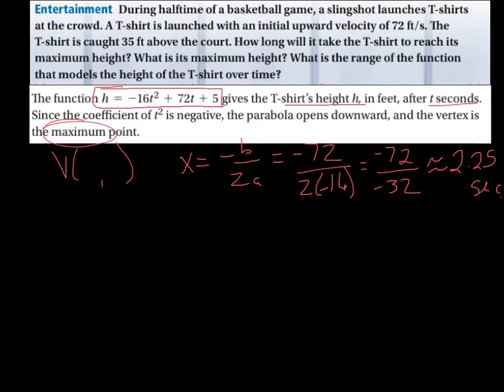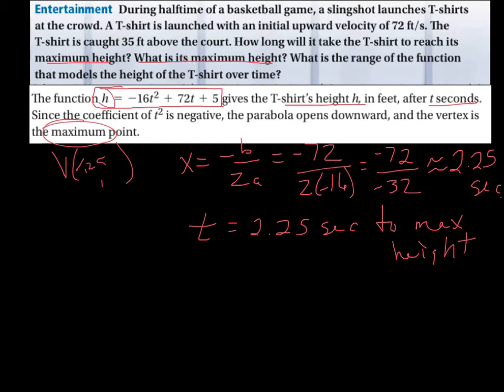So that's how long it takes to reach its maximum height, because remember that x is now taking the place of the t in the vertex, and the x value is the time. So 2.25 seconds is the time of the maximum height. The next question says, what is the maximum height? Well, the maximum height would be the h, which would be the y value of our vertex.